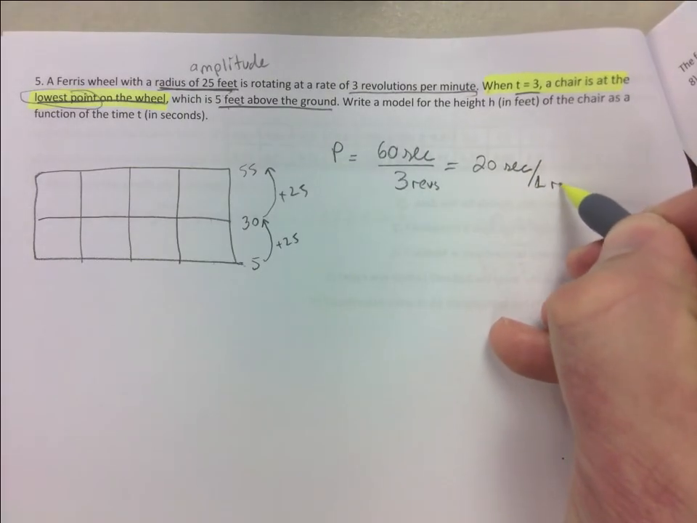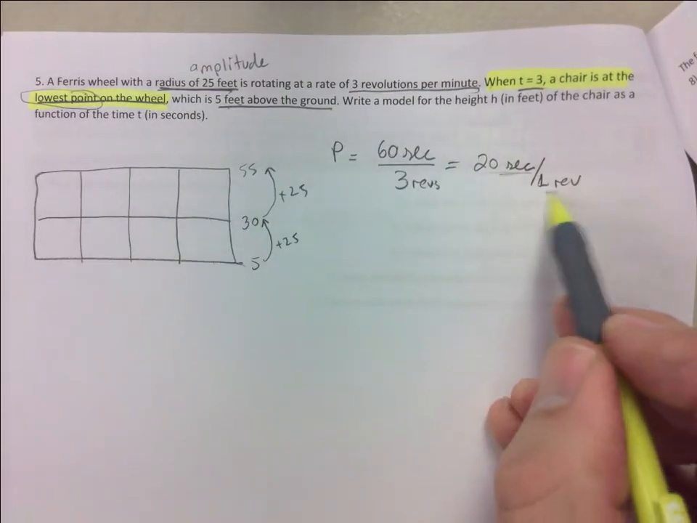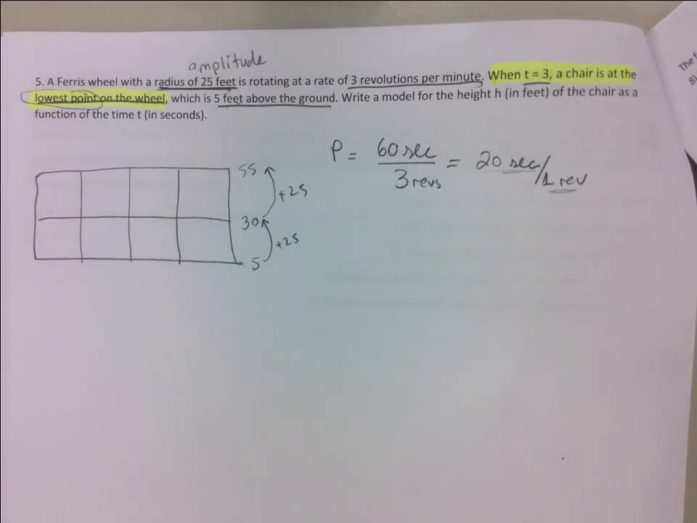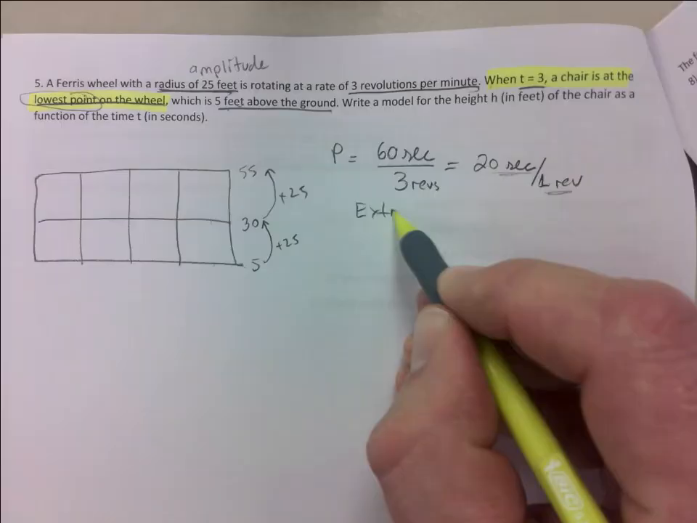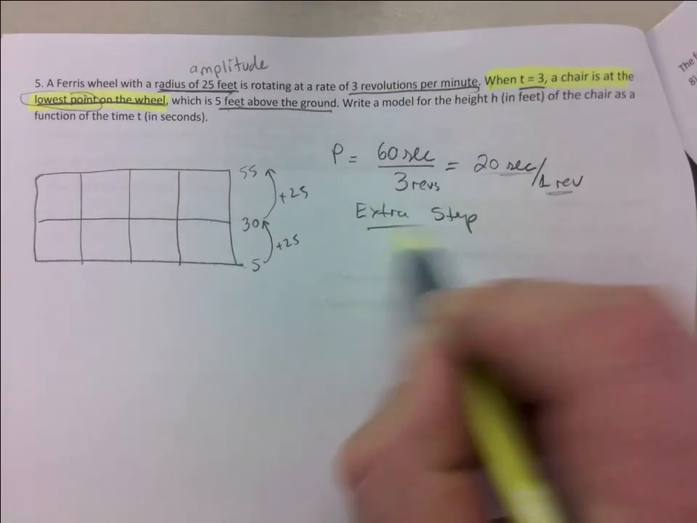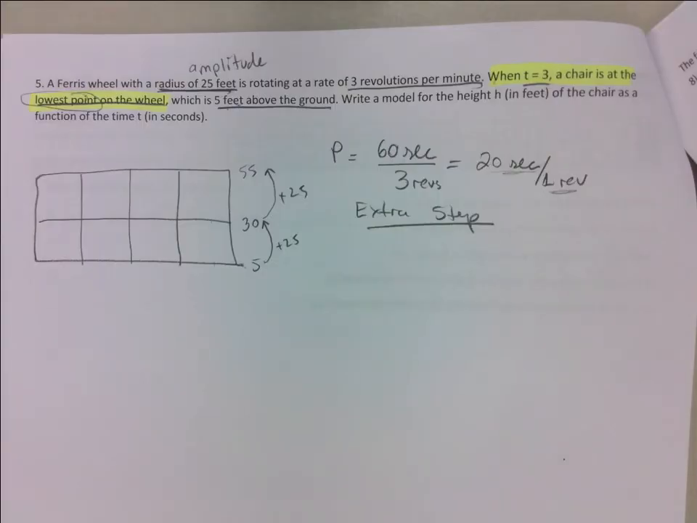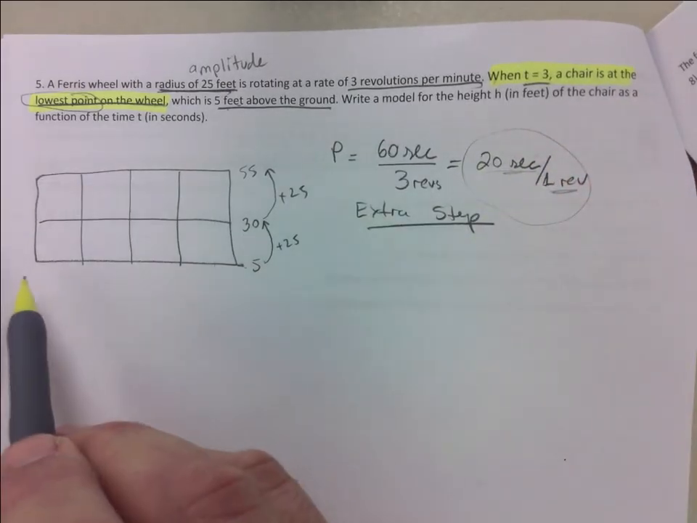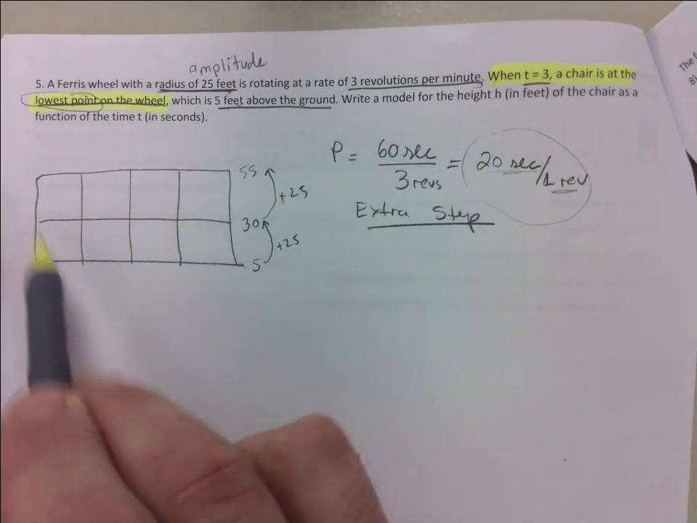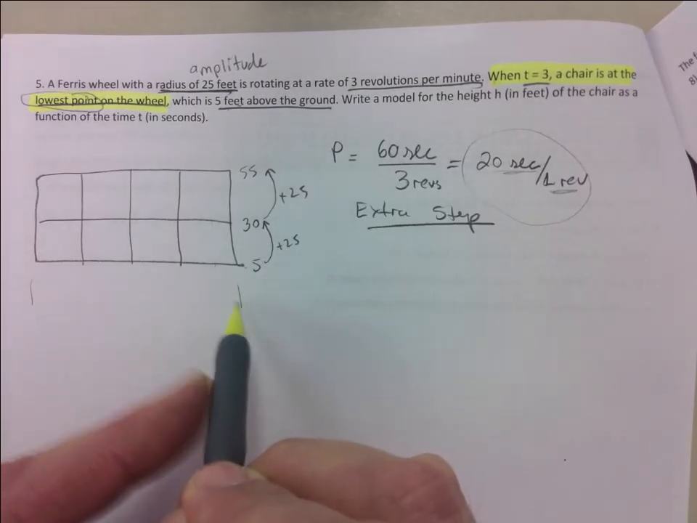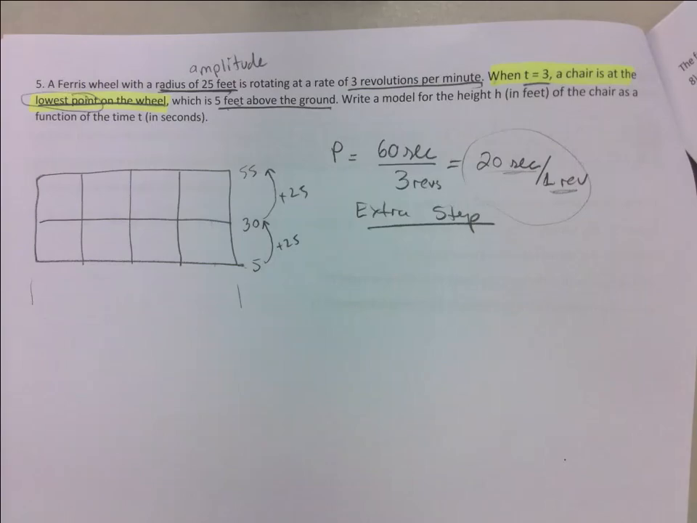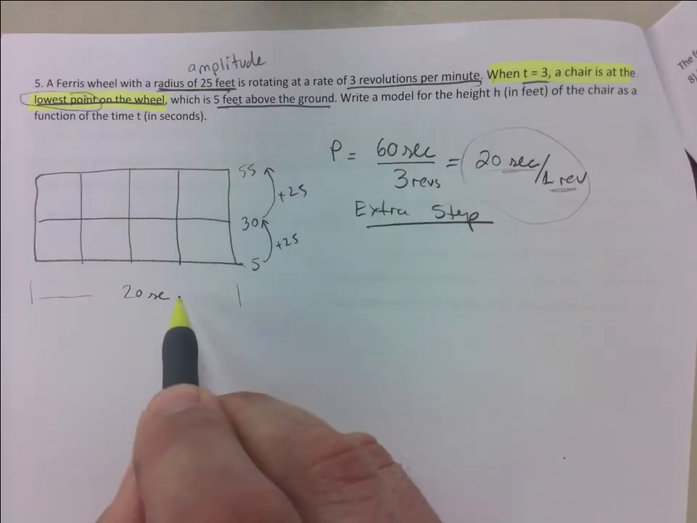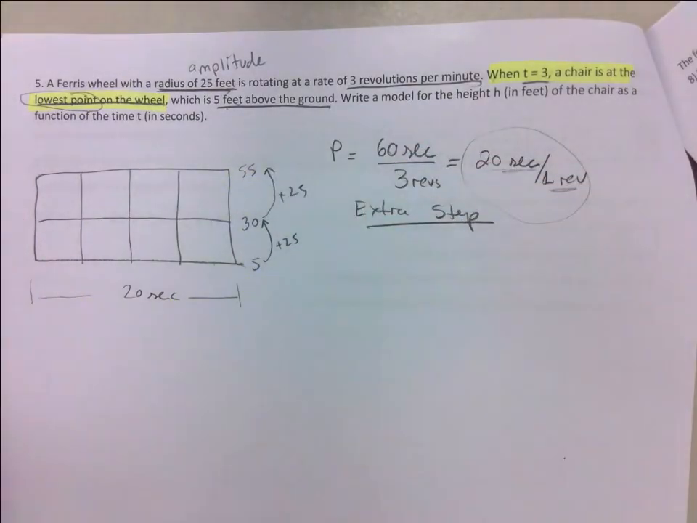It's basically what you're finding is what's the time for just one turn, okay? So you have to do that extra step. Unlikely to happen, but now you know what to do with it, okay? So this is my period, 20 seconds. So that means that from the start of my grid here, from the start to the end, 20 seconds will have gone by, okay? 20 seconds wide, because I'm zooming in into one period, right?